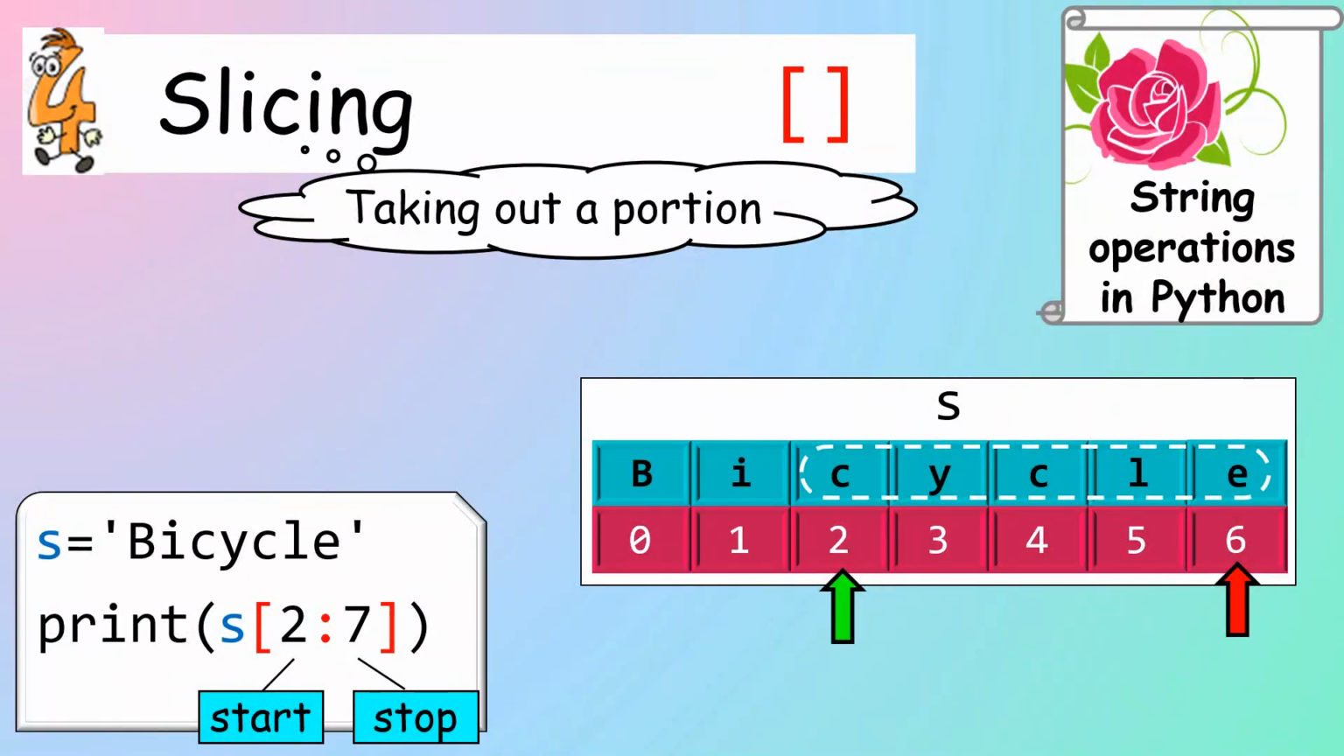So this slicing operation will give the output as cycle, which means I have taken out the substring cycle from the main string bicycle.